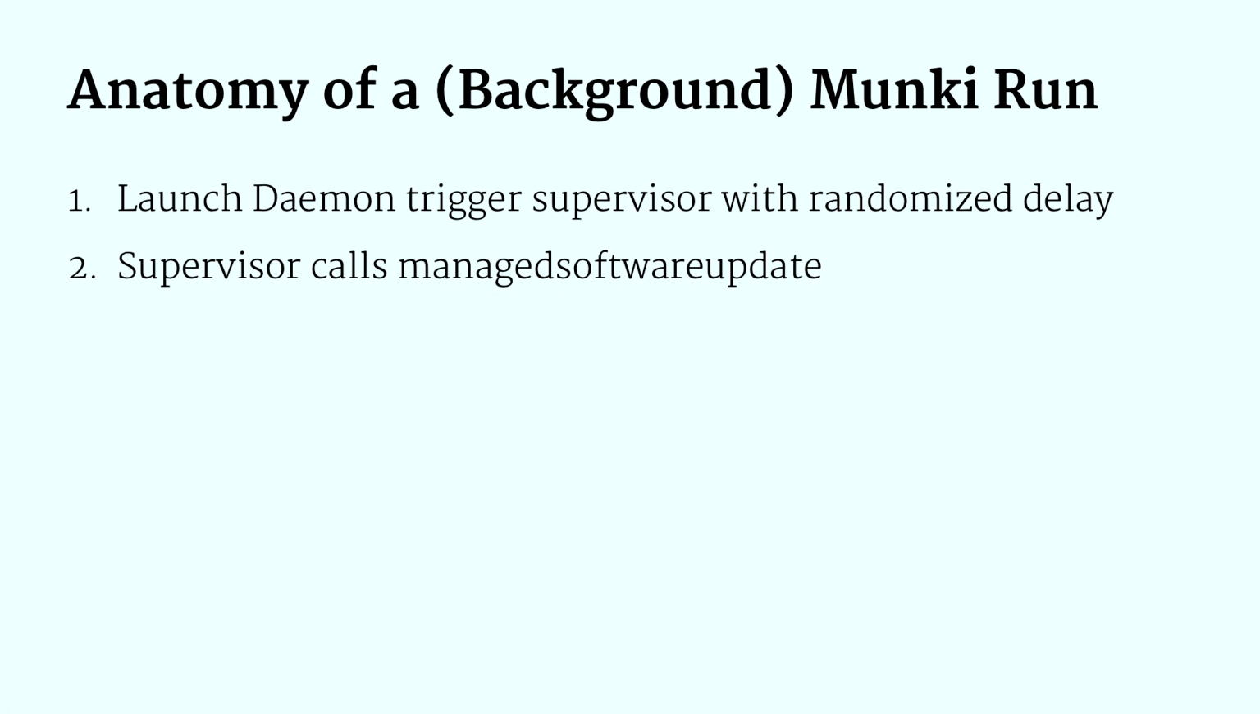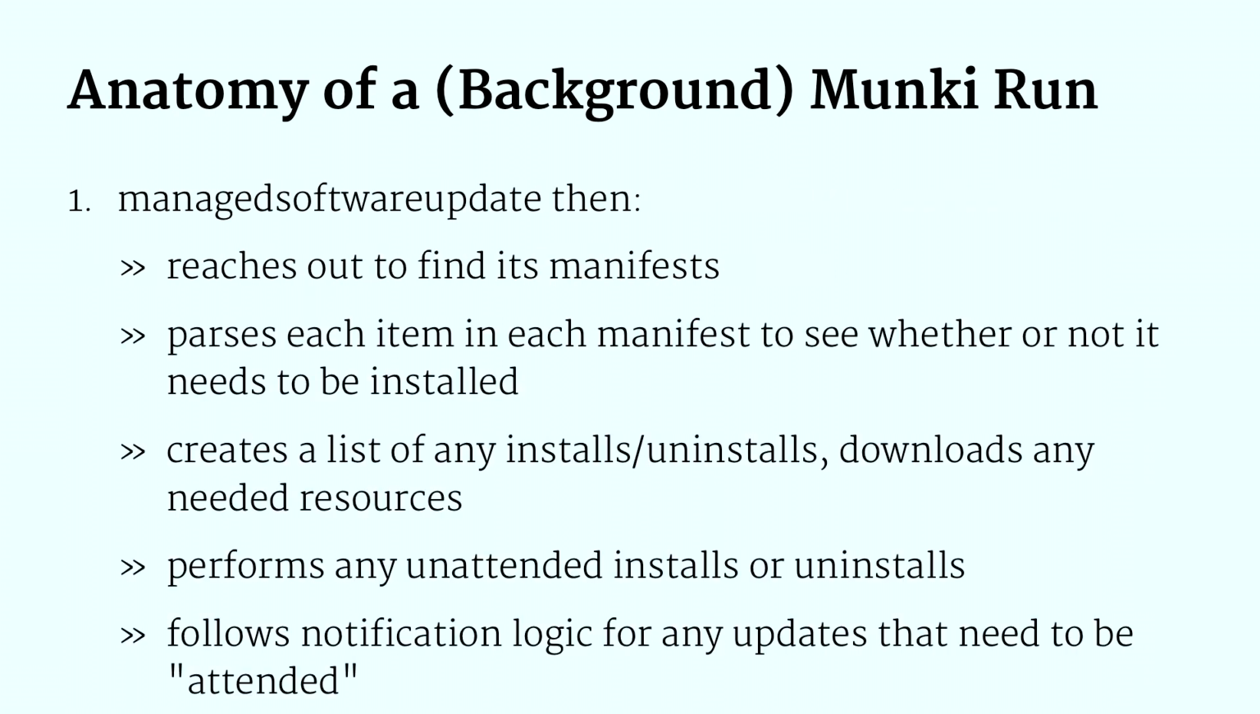So let's talk about a background Munki run. What happens when Munki gets fired off? That first launch daemon is going to trigger the supervisor. It's going to randomize a delay. After that delay expires, supervisor says, all right, managedsoftwareupdate, you're up, let's go. So managedsoftwareupdate is going to reach out to the server. It's going to ask for its manifest, hopefully get it back.